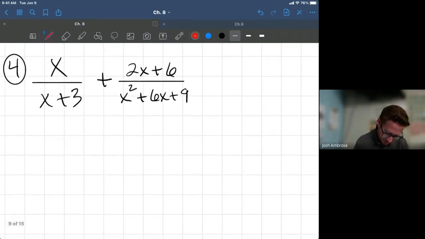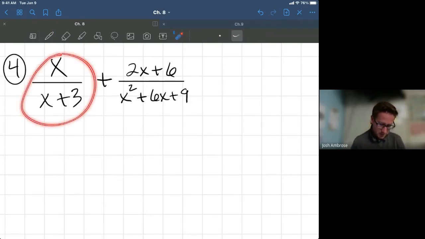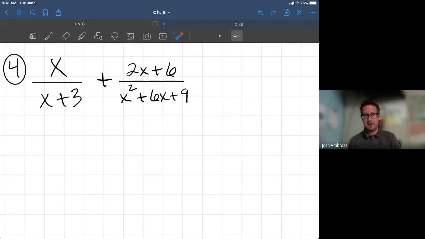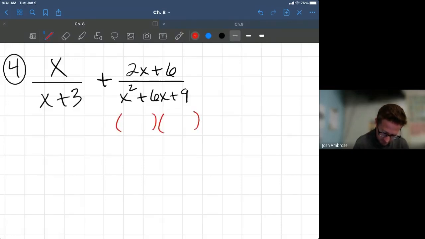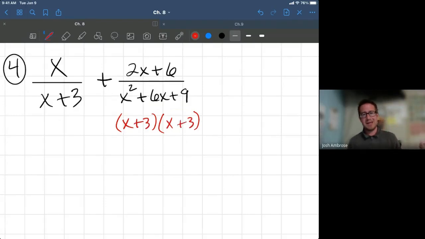The x over x plus 3, I can't simplify any of that. But what I can simplify is this denominator. I want to focus on simplifying that denominator because it can be factored. So let's factor that. This factors down into x plus 3, x plus 3. 9 is created by 3 times 3. 6 is created by 3 plus 3.